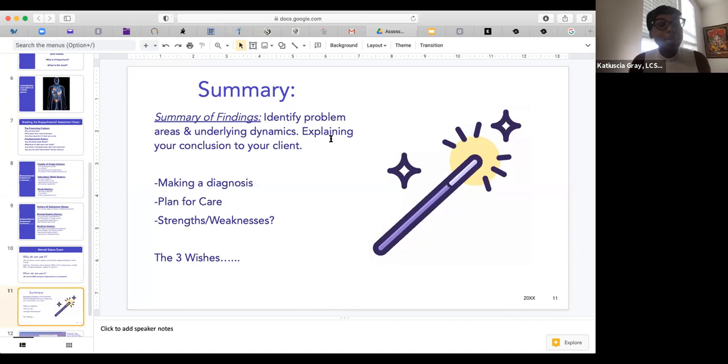Then we're making a plan of care, i.e. the treatment plan. Now, towards the end of my biopsychosocial, lots of people like to do strengths and weaknesses, right? Some people say, if you could name two strengths that you have, if you could name two weaknesses that you have pertaining to this, obviously. I don't necessarily like to do that. I like to talk about the three wishes.